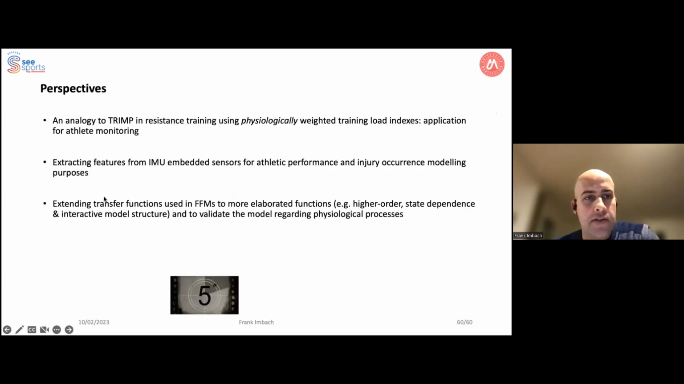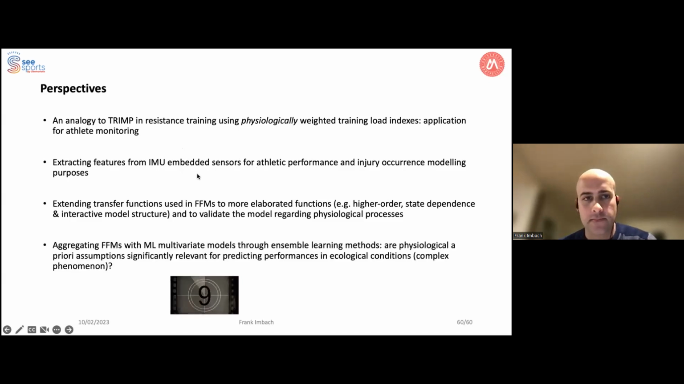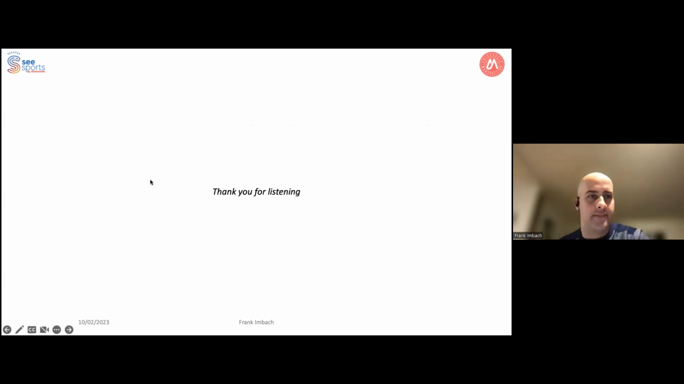In perspective, an analogy to TRIMP, to the training impulse, in resistance training using physiologically weighted training load indexes and its application for athlete monitoring. Extracting features from inertial measurement units, embedded sensors, for athletic performance and injury occurrence modeling purposes. And the last one, as I said, extending transfer functions used in fitness fatigue models to more elaborate functions, such as high order, state dependence, and interactive model structure, to validate, for sure, these models in a physiological and statistical way. I'm working actually on these 4 points, so stay tuned. Thank you. Sorry, I was a bit long.